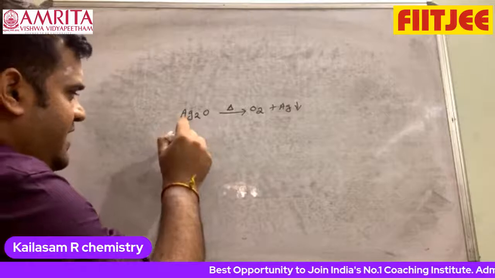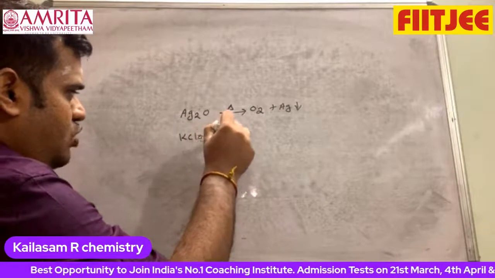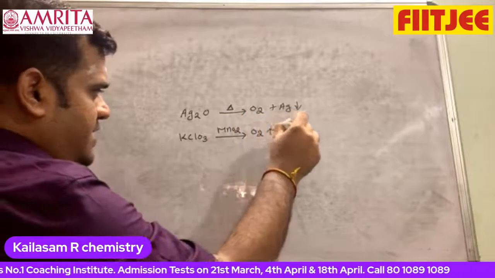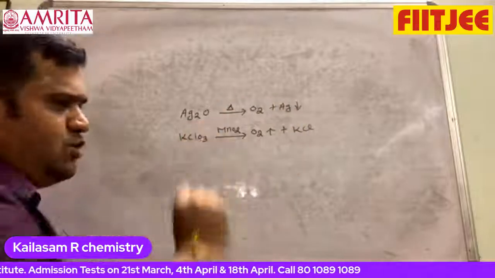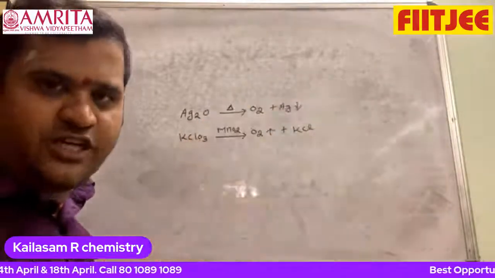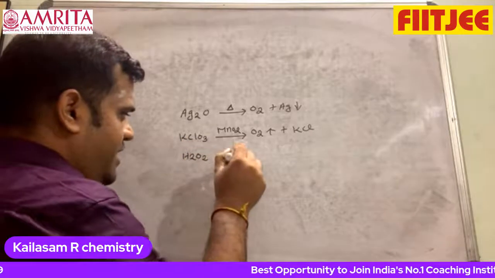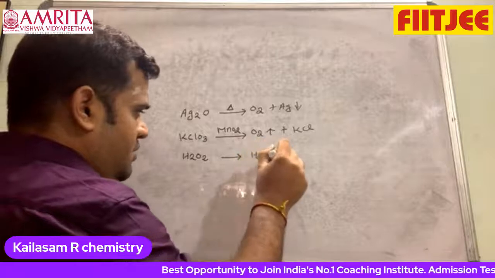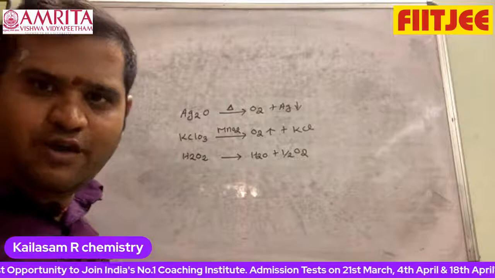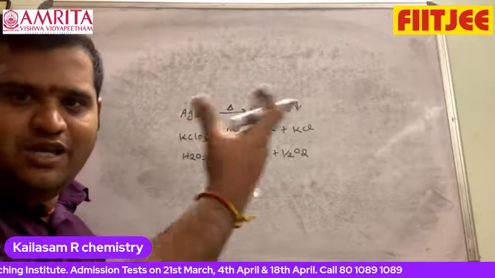Here we know that take KClO3 in the presence of MnO2 as a catalyst, and O2 gas is liberated, plus KCl. You got the idea? Even hydrogen peroxide undergoes a disproportionation reaction, and I am going to get H2O plus half O2. So that is the preparation of oxygen gas, over. This is how the gas comes.